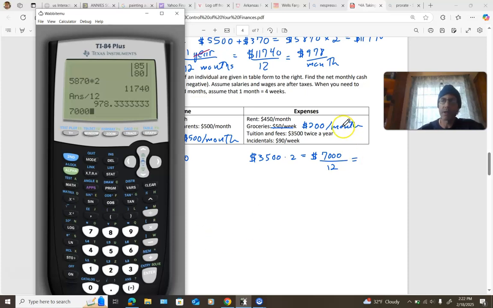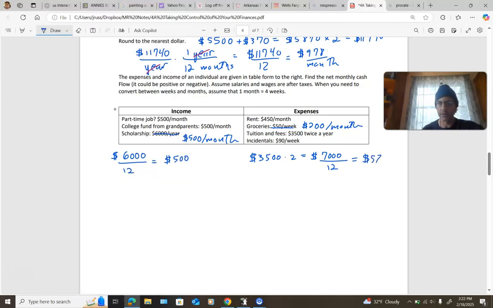Well, you could also have done this, since it says twice a year, or this is like per half year. We know there's 6 months per each half year, so you could have just divided this amount by 6, or you could double it and then divide it by 12. You're going to get the same thing. It's just a matter of perspective. In any case, I'm going to round this to the nearest cent, so it would be $583.33 per month. And that's for tuition and fees.